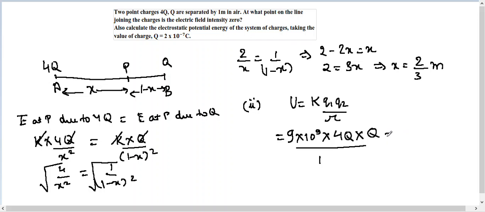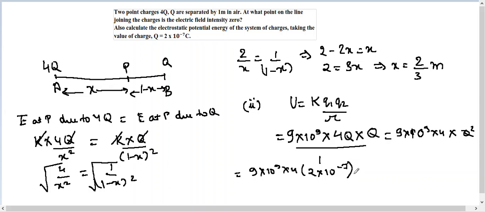Okay, so 9 × 10^9 into 4 into Q². So 9 × 10^9 into 4, and the value of Q was given to us as 2 × 10^-7. So let's solve it further. We are going to get our answer as 1.44 × 10^-3. And of course, we are finding energy, so the unit is going to be joule. So this is how we are supposed to do this one.